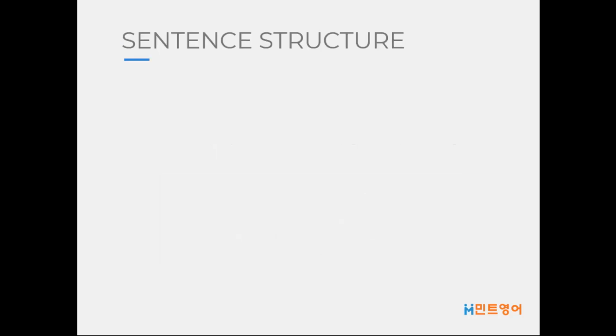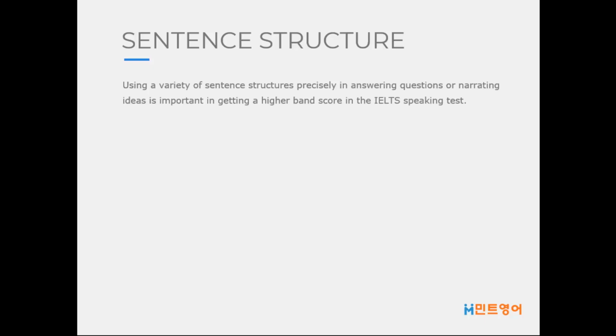Using simple sentences solely or repeatedly in the speaking test affects the band score. In order to get a high band score, you need to utilize a variety of these sentence structures accurately. In conclusion, using a variety of sentence structures precisely in answering questions on rating ideas is important in getting a higher band score in the IELTS speaking test.